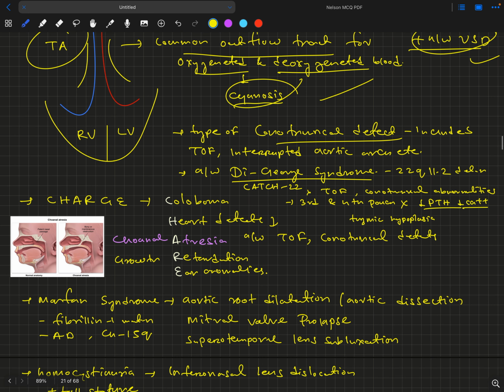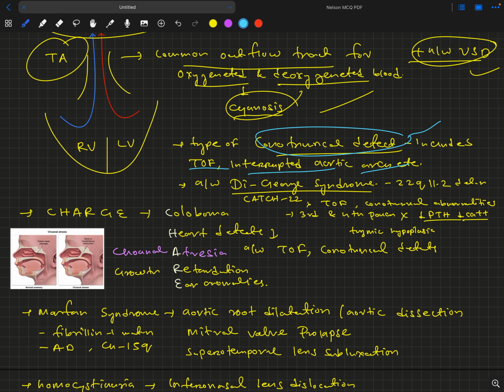In tetralogy of Fallot, interrupted aortic arch. All these are examples of conotruncal defects. So conotruncal defect examples are TGA, TOF, interrupted aortic arch. These conotruncal abnormalities are associated with DiGeorge syndrome. DiGeorge syndrome is a 22q11.2 microdeletion, and there is a mnemonic, CATCH22.